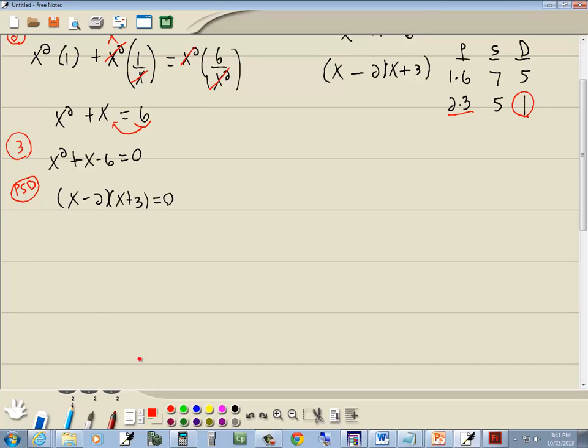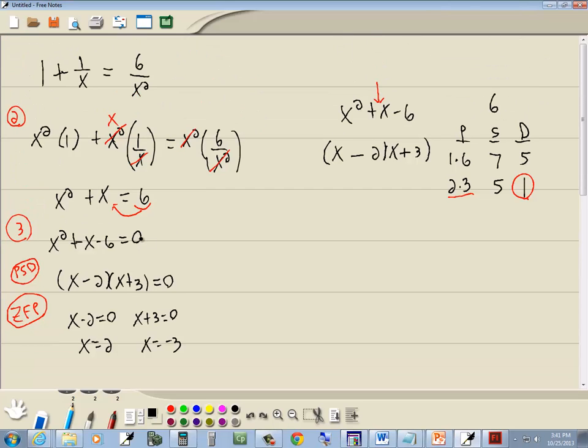Zero factor property. It says if you've got 0 on one side and you've factored the other side, you'll set each factor equal to 0. So I'll set x minus 2 equal to 0 and x plus 3 equal to 0, which gives us 2 and gives us negative 3.